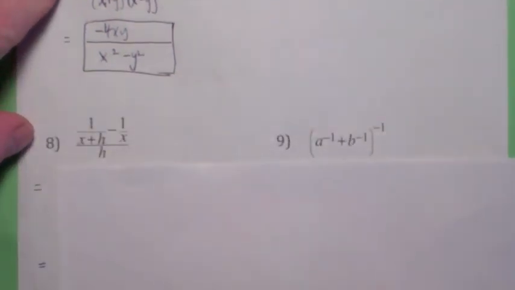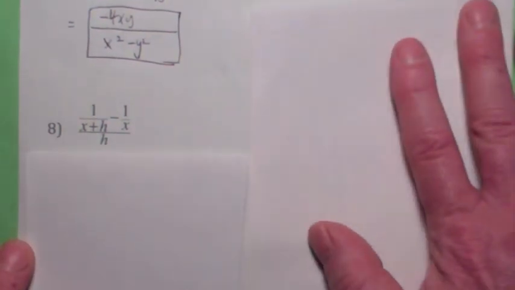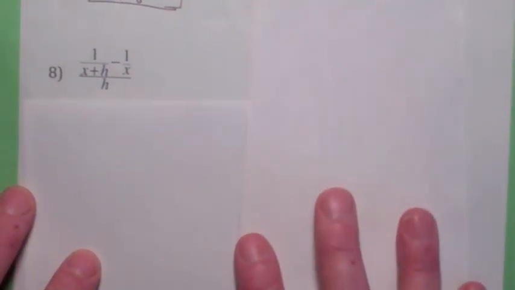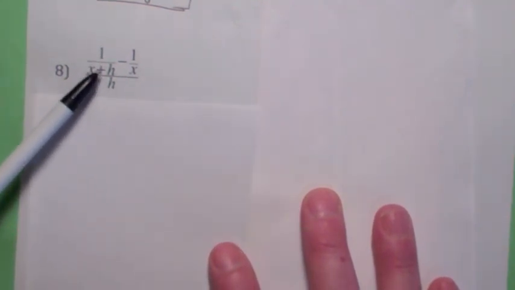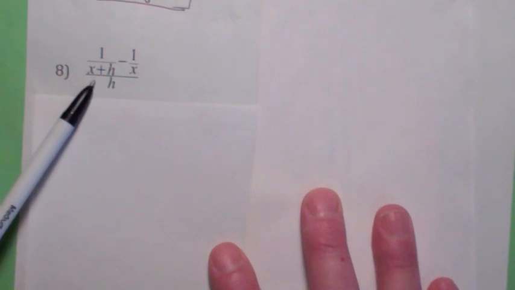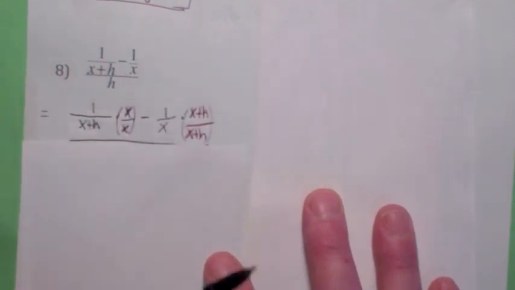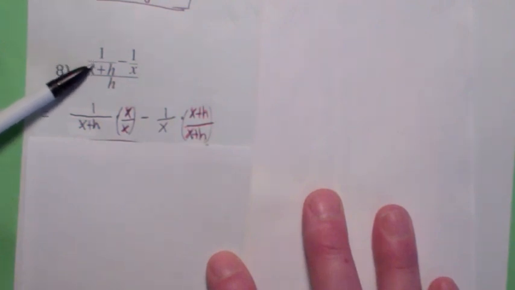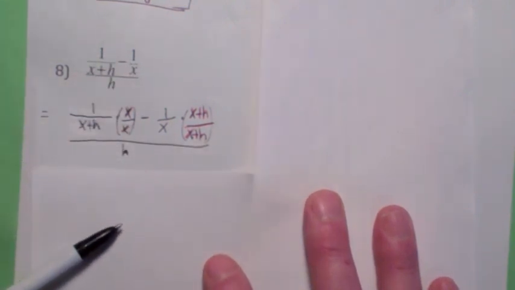Alright, let's look at this one. This one is a very important problem in your calculus class. This is the kind of algebra you have to be able to do. It's a complex fraction. We're going to have to get the LCD. The LCD here is just going to be x times x plus h on the top, right? So you're going to multiply this expression by x over x, this expression by x plus h over x plus h. It's just over h.